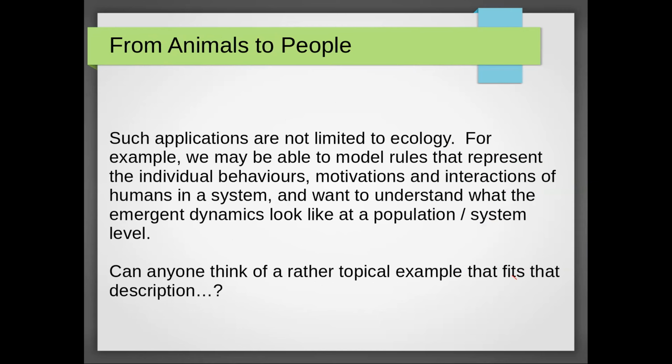But such applications aren't just limited to ecology, and clearly there's real benefit and real value in applying these methods in an ecological context. But we can also think about human systems as well. So, for example, we might be able to model rules that represent the behaviors of individuals, their own motivations, the interactions of humans in a system, and we may want to understand what the emergent dynamics look like at the population level. So can anyone think of a very topical example that would fit that?